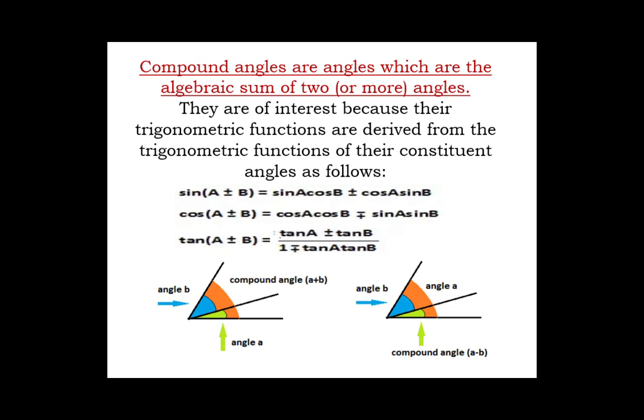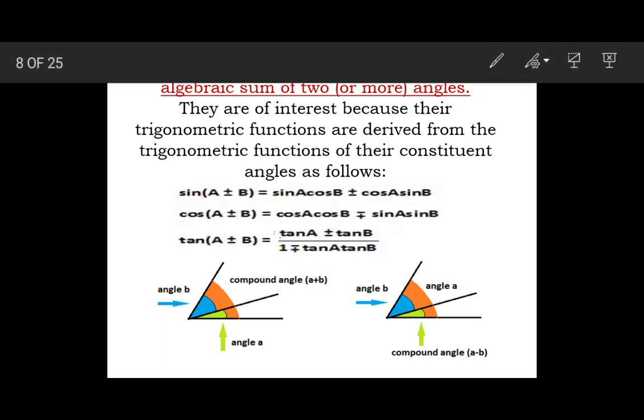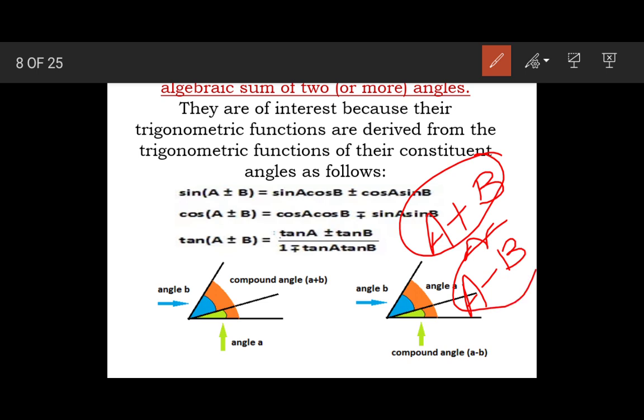Now what are these compound angles? Compound angles means the sum of two angles, A plus B, or the difference of two angles, A minus B. I am talking about the sum and difference of two angles. The important word is angles. We are talking about angles, we are not talking about the trigonometric ratios.